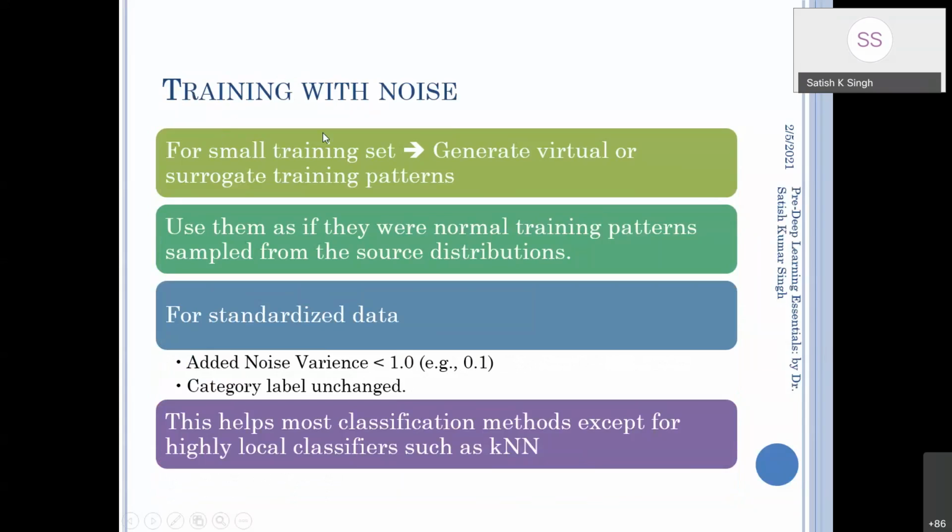Then, what is the role of training with noise? For a small training set, generate virtual or surrogate training patterns and use them as if they were normal training patterns sampled from the source distribution. It means if you are using the image of an apple, you use a slightly noisy apple so that it is slightly difficult to recognize as an apple. Then the network will generalize. For standardized data, the added noise variance is less than 1. The category label is unchanged, although we have added the noise.